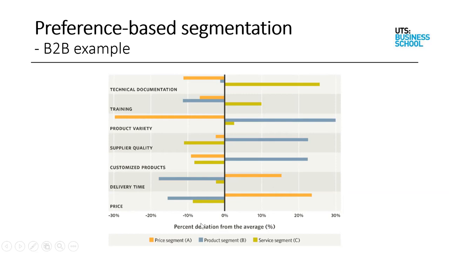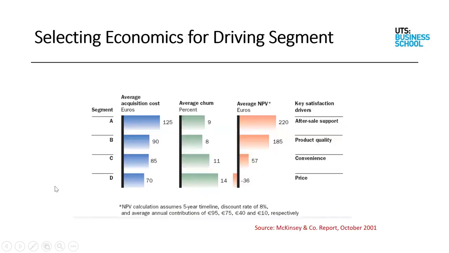Then there's another segment called the product segment, which is the blue bar. If you look at product variety, they derive a higher utility from variety available in the products, then quality of the products, and the level to which you can customize the products. So you identify the different segments based on the pathwords that you uncover.